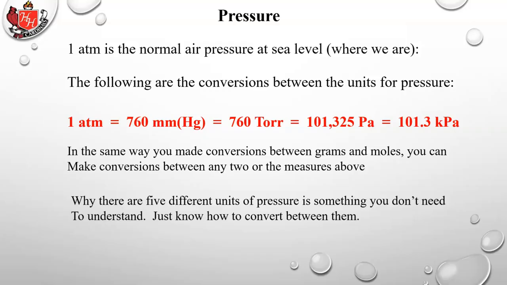The following are the conversions between the units for pressure. So 1 atmosphere equals 760 millimeters of mercury, equals 760 torr, equals 101,325 pascals, equals approximately 101.3 kilopascals. In the same way you made conversions between grams and moles, you can make conversions between any 2 of the measures above. Why there are 5 different units of pressure is something you don't need to understand. Just know how to convert between them.